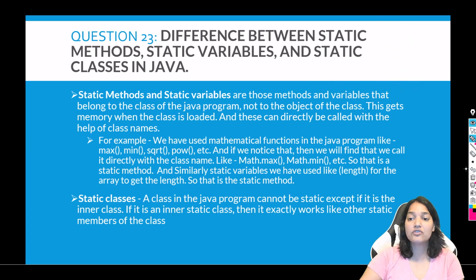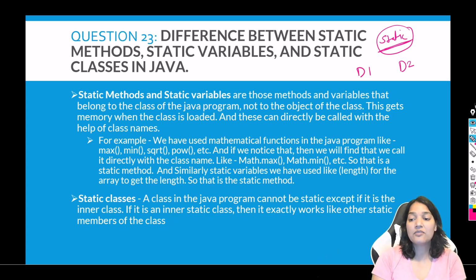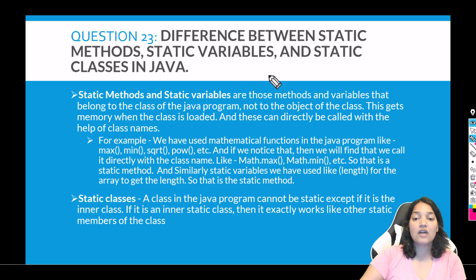Whereas when you define a static variable, that static variable is going to be shared with all the objects of that particular class, because static variables are bound to the class and they are invoked using the class name rather than the object. So static methods and static variables are those methods and variables that belong to the class of the Java program, not to the object of the class. This is a very important point. It does not belong to the object, it belongs to the class.